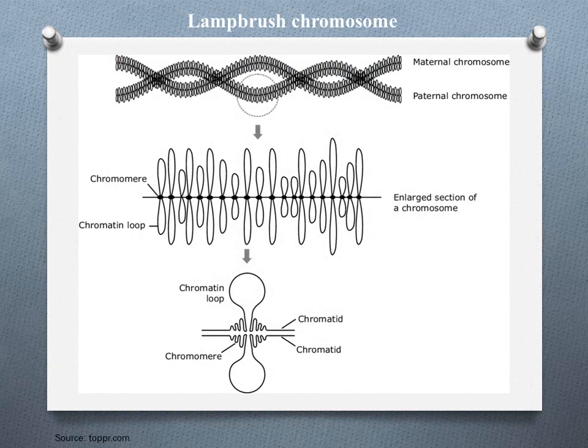Here this figure shows the lampbrush chromosome. This is the lampbrush chromosome, an enlarged form of it. A small section is here, and a single loop is presented here. This is the chromatin loop. These are the chromatids, two sister chromatids. Here the centromere is there.